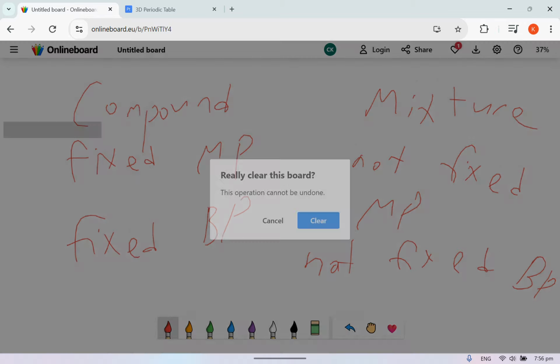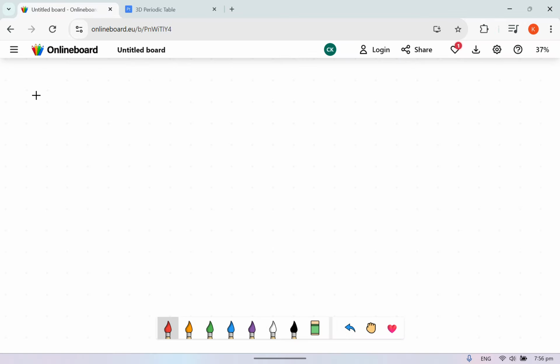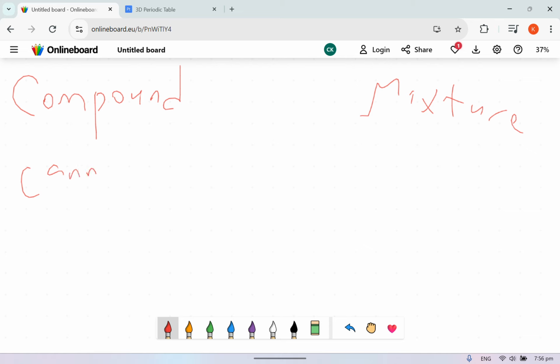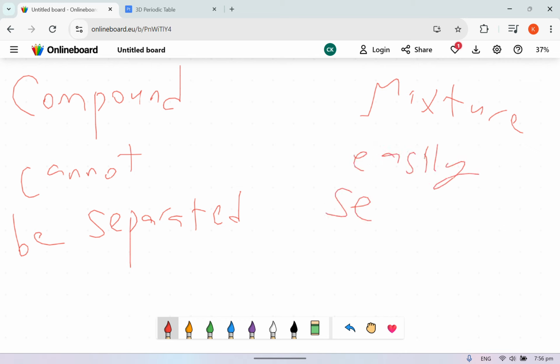And here's the thing: a compound cannot be separated by any physical means. You only use chemical methods. But a mixture, you can literally separate very easily. We'll learn it next time. Don't worry. Separation techniques, we'll learn them: filtration, distillation, chromatography, crystallization. A mixture can be easily separated by physical, not chemical, means.